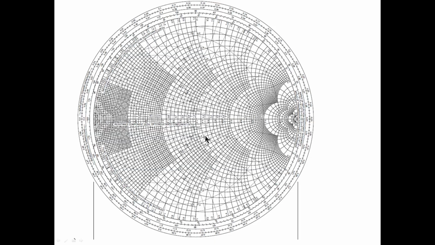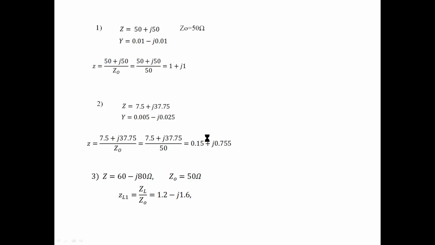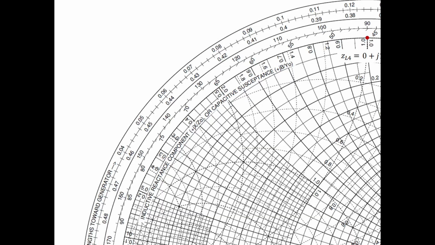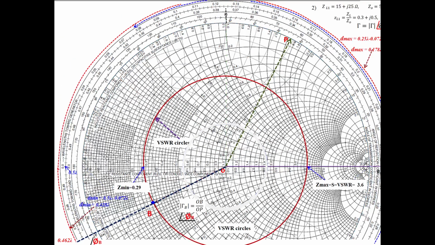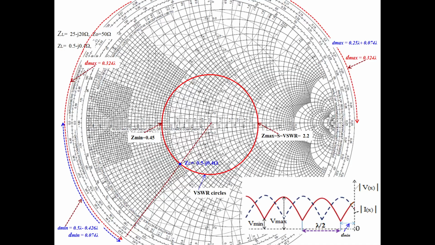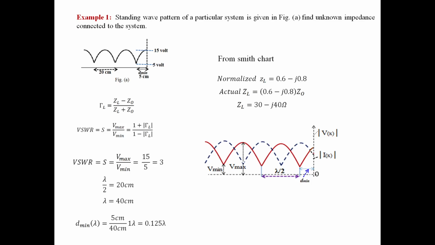Okay, in the previous class, we were discussing how to use a Smith chart to find the unknown impedance. If you know the distance of minima or maxima from the load point, we can find out the load value. This is a problem we were discussing in the earlier class. The standing wave pattern of a particular system is given in figure A. Find the unknown impedance connected to the system.